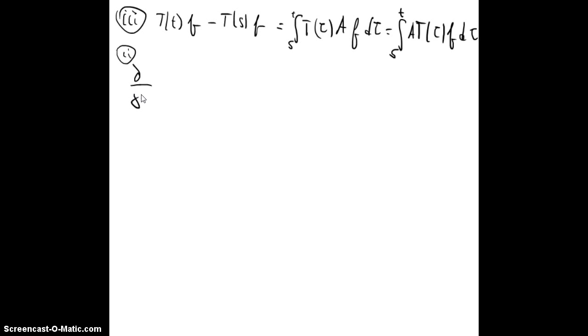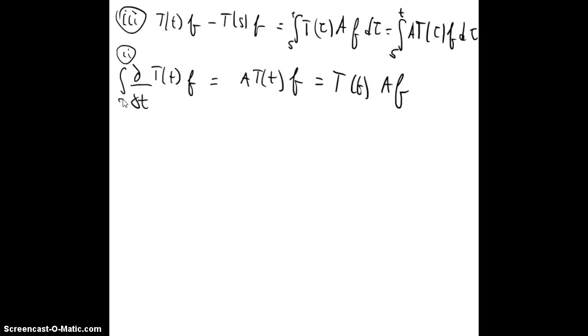Because we know from 2 of that theorem that d/dt T(t)f equals A T(t)f equals T(t)Af, and if we integrate this between s and t, applying the fundamental theorem of calculus, we will obtain T(t)f minus T(s)f. Okay, so that's what we wanted to see.